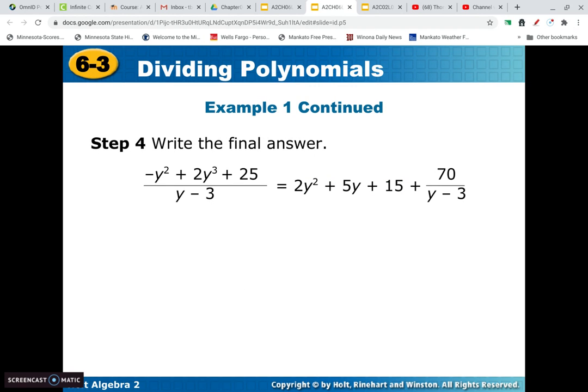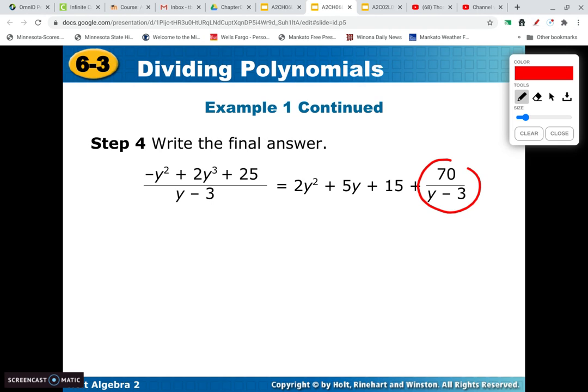Things don't always divide in equally, so we write our final answer. Now, you'll see it written like this. Basically, you take the remainder divided by the y minus 3. You can also think of that as a remainder of 70. Sometimes we write it like that as well.